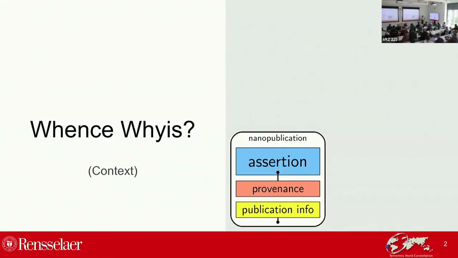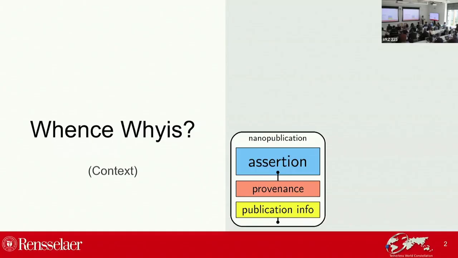So it's basically three named graphs, very simple. People sometimes think of nanopublications as always being very small in terms of number of triples. You can have 1 billion triples in your nanopublication assertion. It doesn't matter as long as they all have the same provenance.